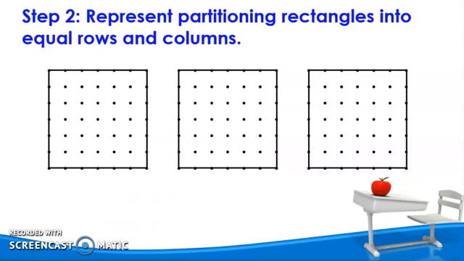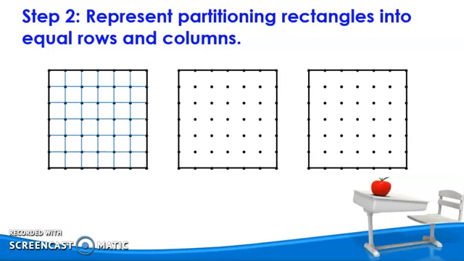In step 2, students will partition rectangles into equal rows and columns. The squares within the rectangle should all be the same size. In the example shown, the rectangle can be partitioned into 6 rows and 6 columns, 3 rows and 3 columns, or 2 rows and 2 columns.